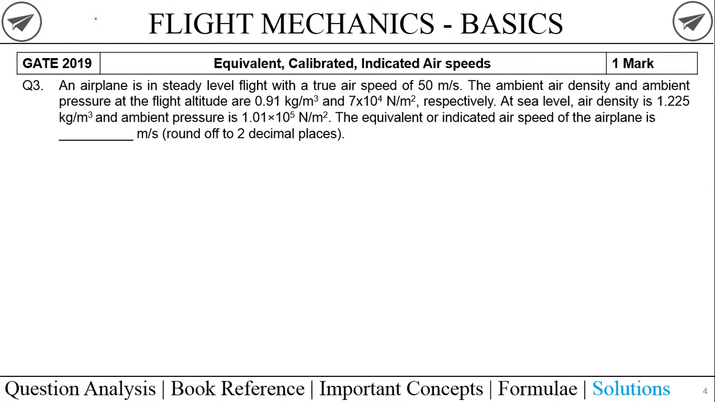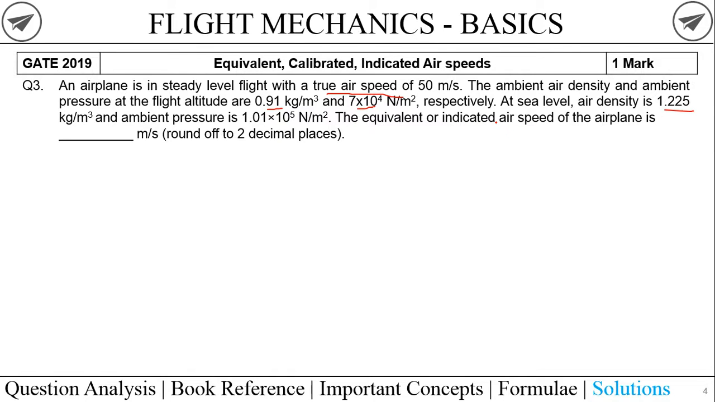So here is another one mark question from GATE 2019. Here we can see an airplane is in steady level flight with true airspeed 50 meter per second. The ambient air density and pressure at that flight altitude are provided. At sea level conditions, air density is 1.225 kilogram per meter cube and ambient pressure is 1.01 into 10 to the power 5 Newton per meter square, or pascals.